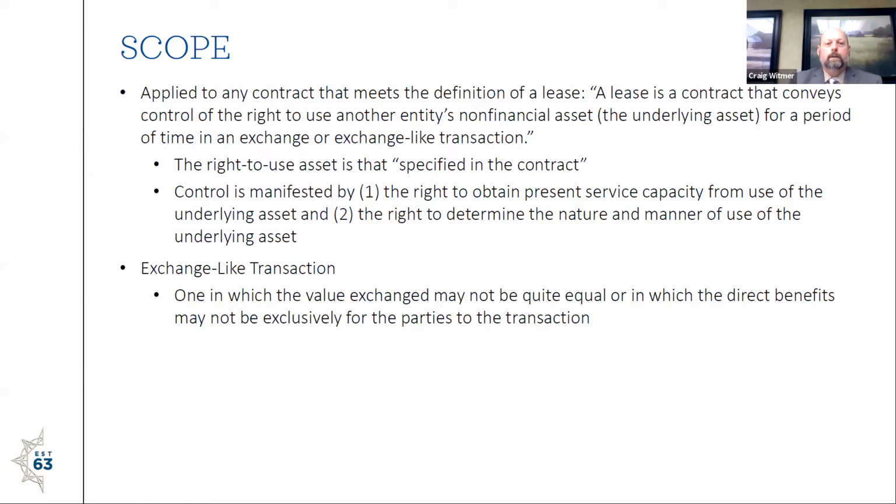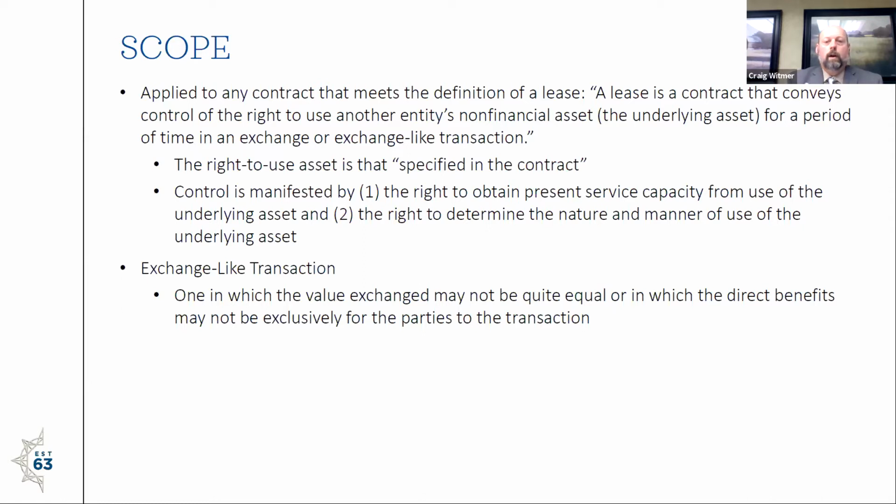The other aspect there is control. And that's manifested in two ways. You have the right to obtain the present service capacity from the use of the underlying asset. So you have the right to use it. But, and this is critical, you also have the right to determine the nature and manner of the use of the underlying asset. So you're not just using the asset, you're controlling that asset and determining how it's used.